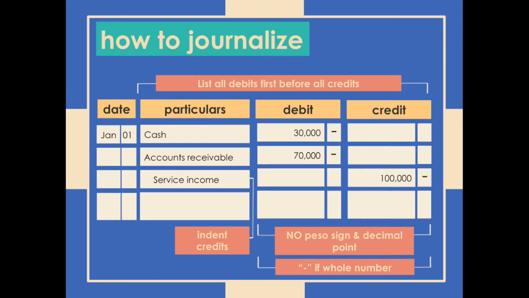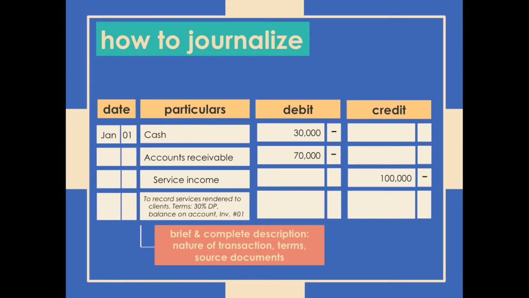After that, you fill in the amounts. Debited amounts are placed under the debit column and credited amounts are placed under the credit column. Remember that we do not place currency symbols like peso signs and decimal points when journalizing. Also, a dash is used to fill in the decimal places instead of 2 zeros when the amount is a whole number. Next, add a brief but complete description of the transaction.